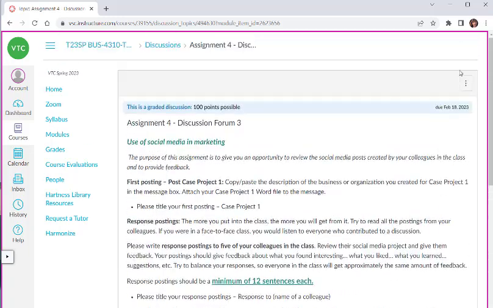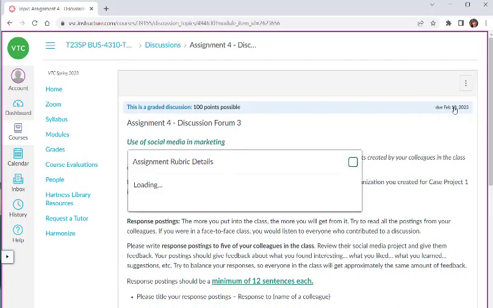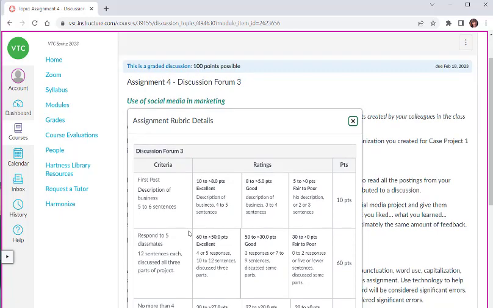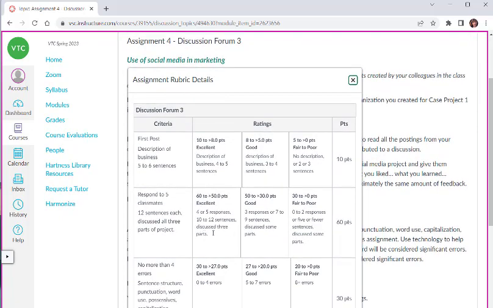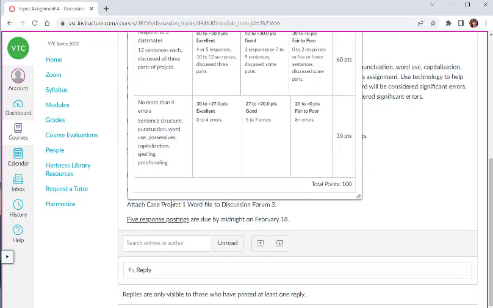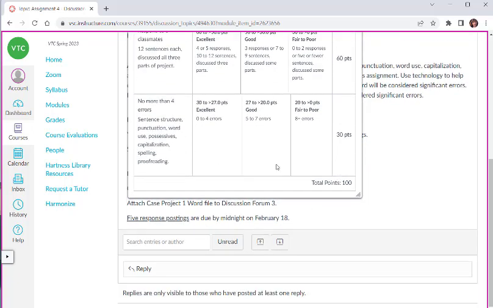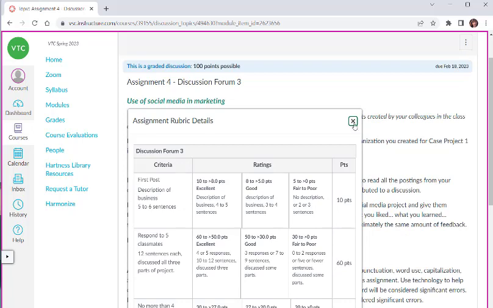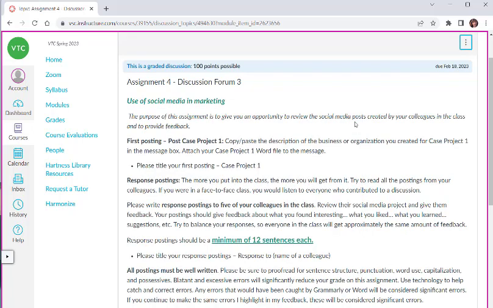And again, if we look at the rubric for this, you'll see that you needed to discuss all of the areas that are here on the rubric, and write at least 12 sentences in each of 5 responses. So as always, if you have any questions about this, feel free to email me and ask me the questions.